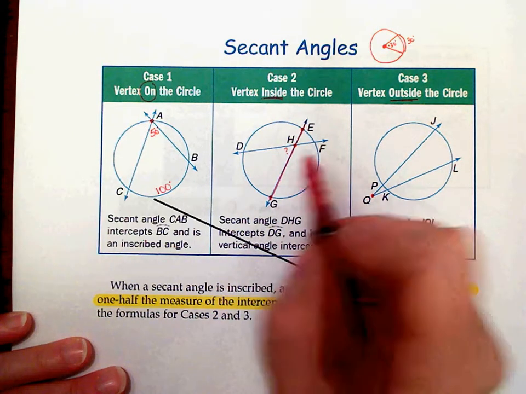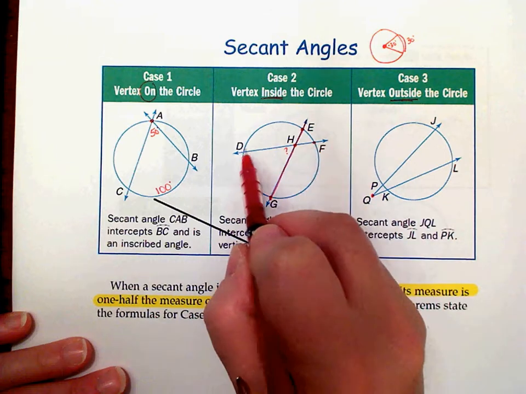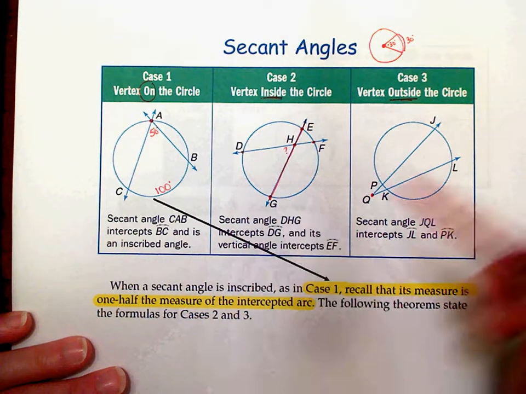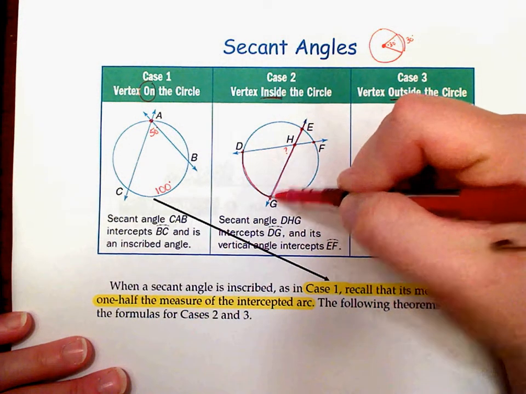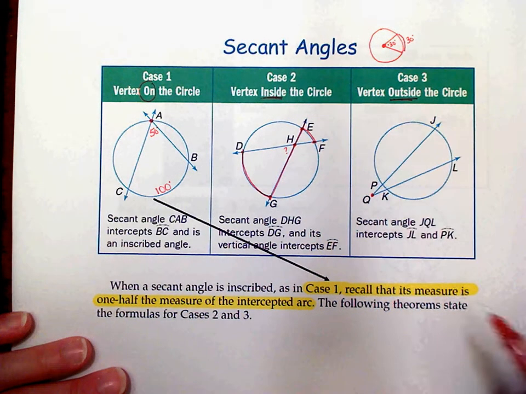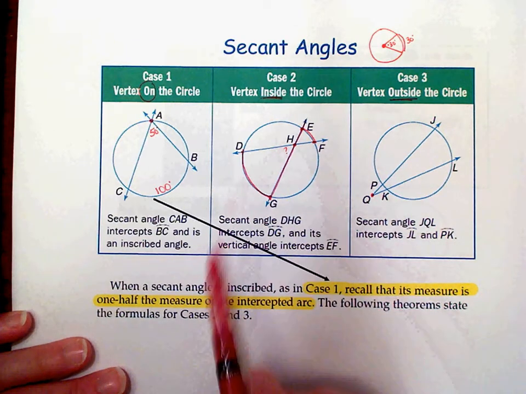And this secant goes through point F and point D. So this angle actually intercepts two arcs, the one from D to G here and the one from E to F here. Those are the two arcs it's intercepting.